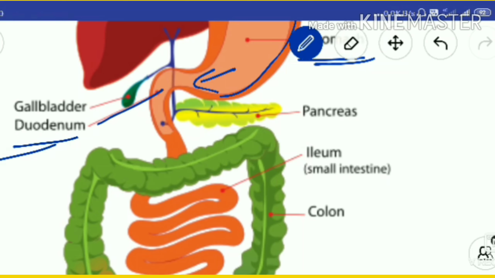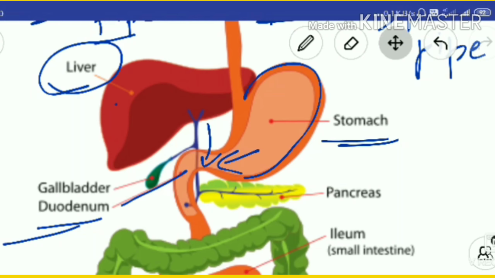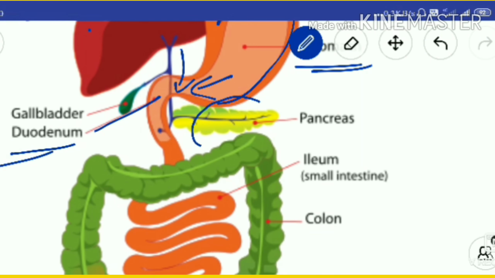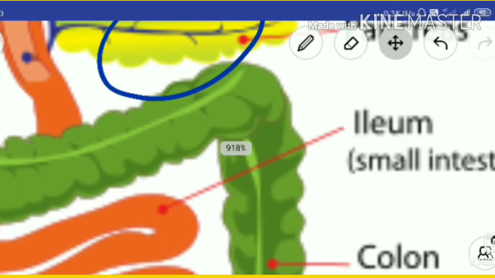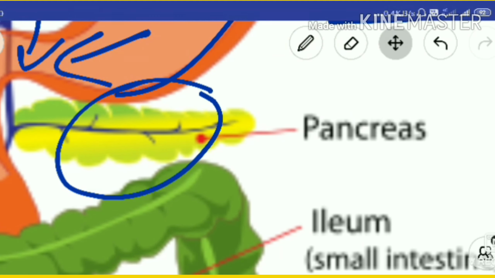See, to the duodenum, you can see two glands are opening. Okay, see, this is one of the glands that is called the liver. Liver is also one of the digestive glands. This liver also opens into the duodenum. At the same time, you can see one more gland. Can you see this green structure? Okay, I will magnify. This green structure is the other digestive gland, and that is known as pancreas.